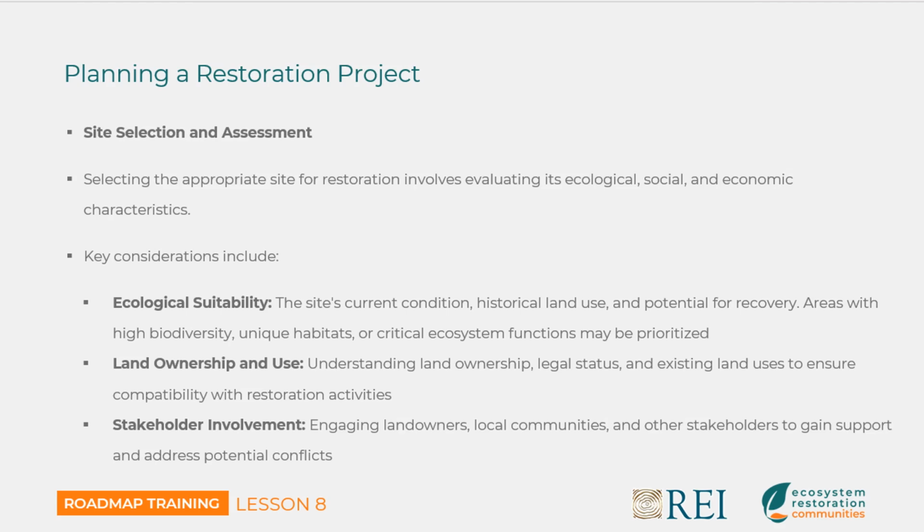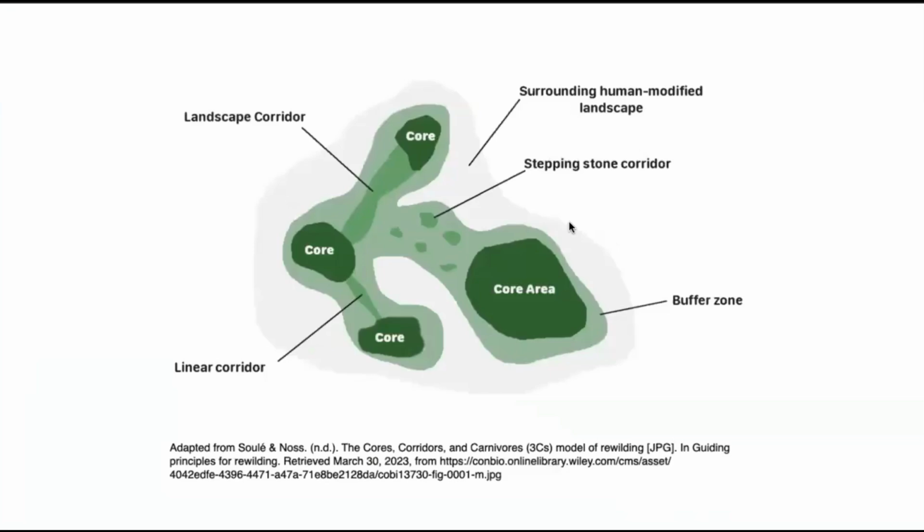Stakeholder involvement: engaging landowners, local communities, and other stakeholders to gain support and address any potential conflicts. If there's an issue that needs to be addressed, you need to address it right up front as quickly as possible. So when you're looking at properties, you think about things. Okay, let's take a look at the core areas.